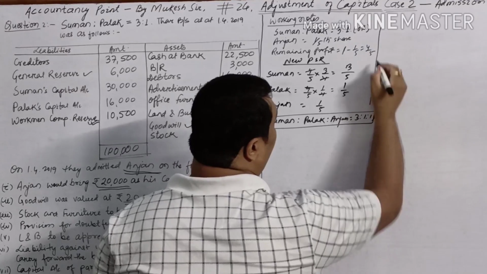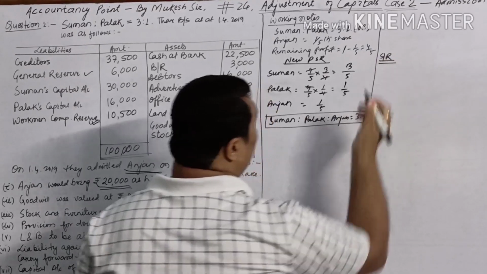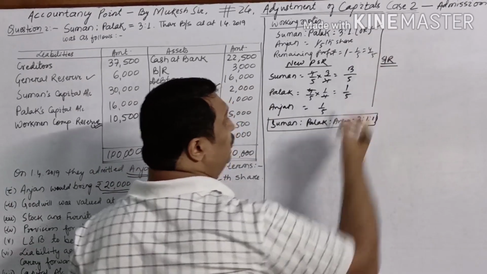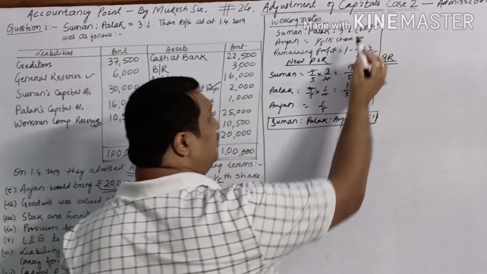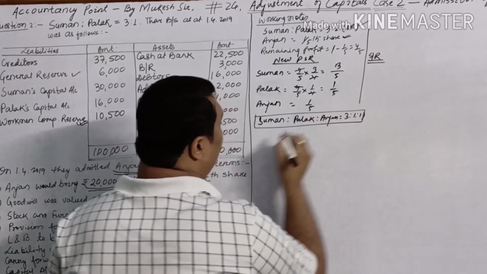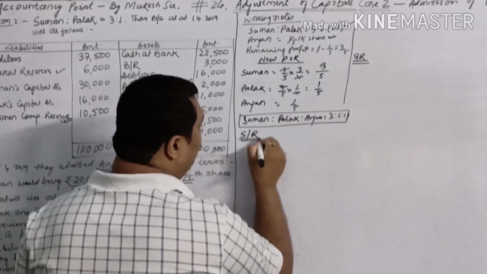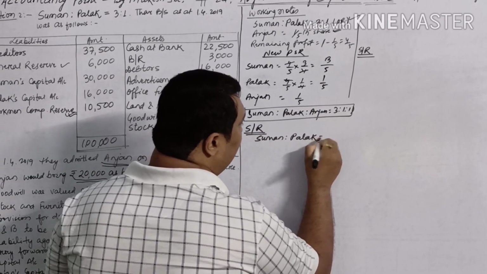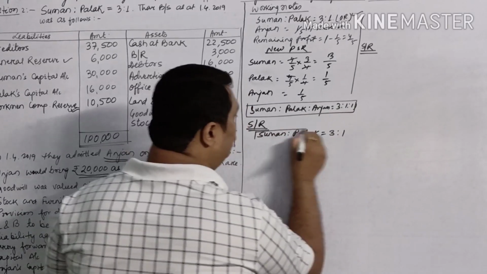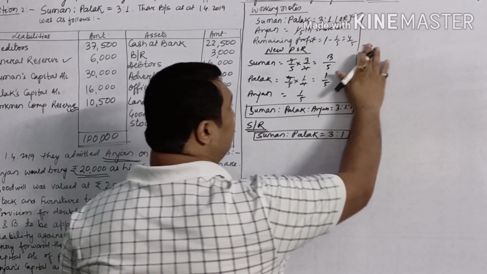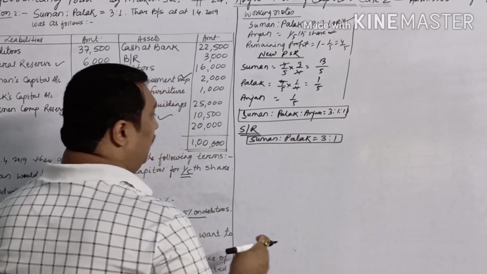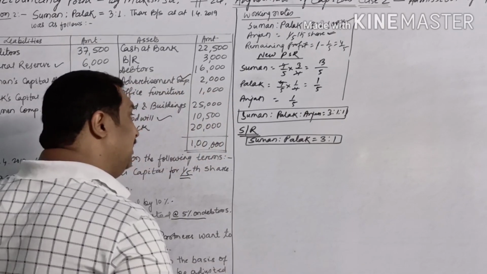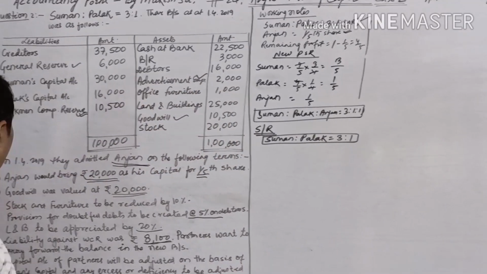We can also calculate the sacrificing ratio. As you know children, if you are provided with the old ratio and only the share of the new partner, in that case the sacrificing ratio between Suman and Palak will remain the same as the old ratio. So this is our sacrificing ratio. Now we will have some discussions regarding what all things to be distributed.